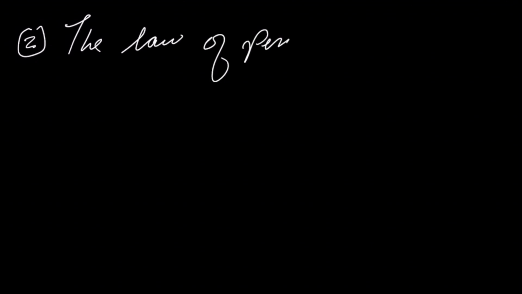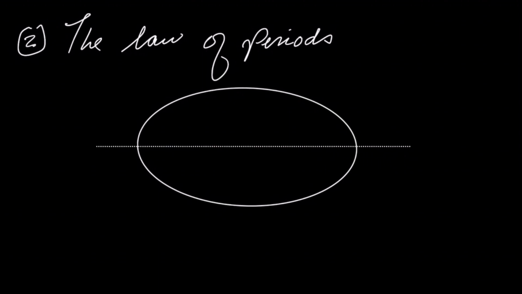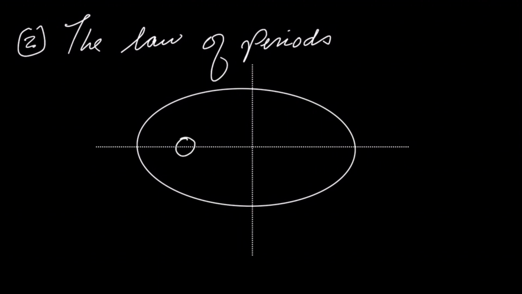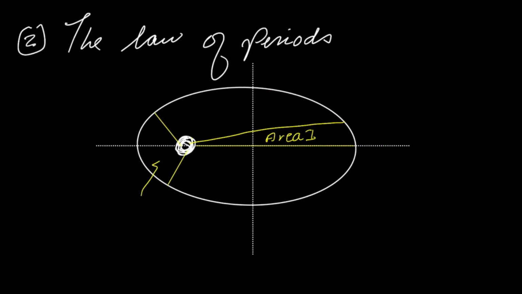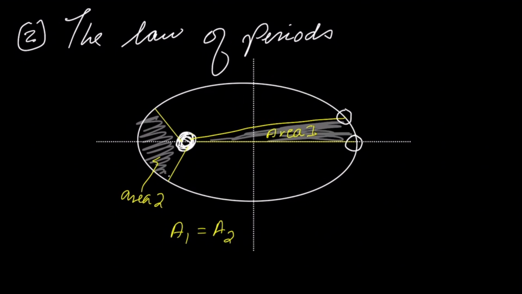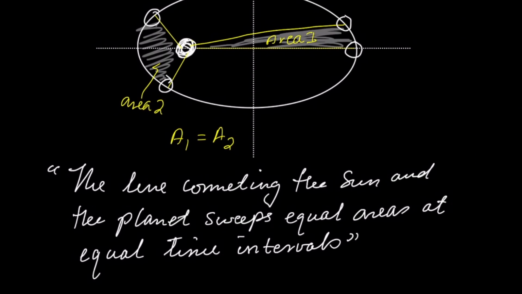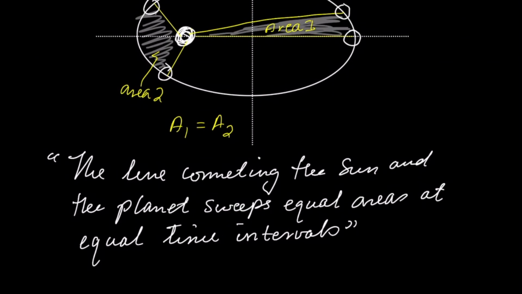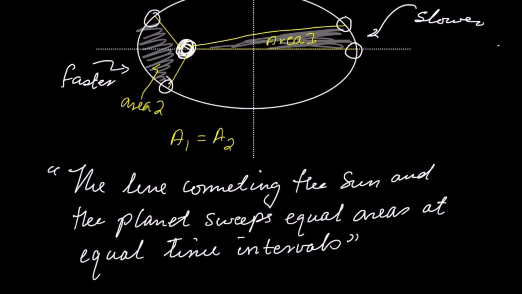The second law is known as the law of areas. It simply states that when planets move around the sun in that elliptical path, they sweep equal areas in equal times. Now, this area A1 will be equal to this area A2 for any given time period. The line connecting the sun and the planet sweeps equal areas at equal time intervals. What this means is that planets would move faster closer to the sun compared to when they are far away from the sun, where they are expected to go slowly.